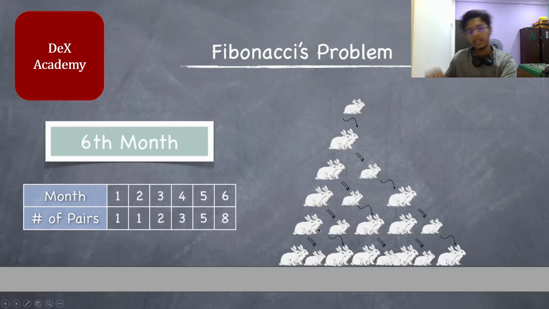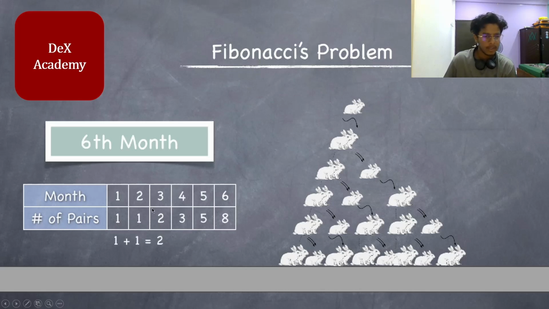Now let's move to the sixth month. In the sixth month, as before, adult rabbits produce offspring while young rabbits become adults. Therefore, in the sixth month, the total number of rabbit pairs is 8. Likewise, we can determine the number of rabbits from here.